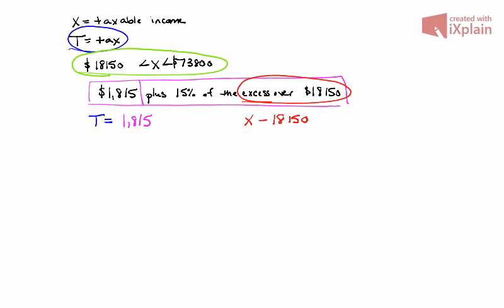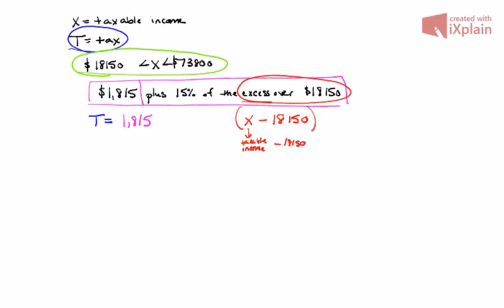So here is the excess. Basically, you are saying your excess is going to be your taxable income. You just need to tell me that depending on who you are. And I'm going to subtract $18,150 from it to see how far over you are. Well, then we can finish off the rest of that statement.